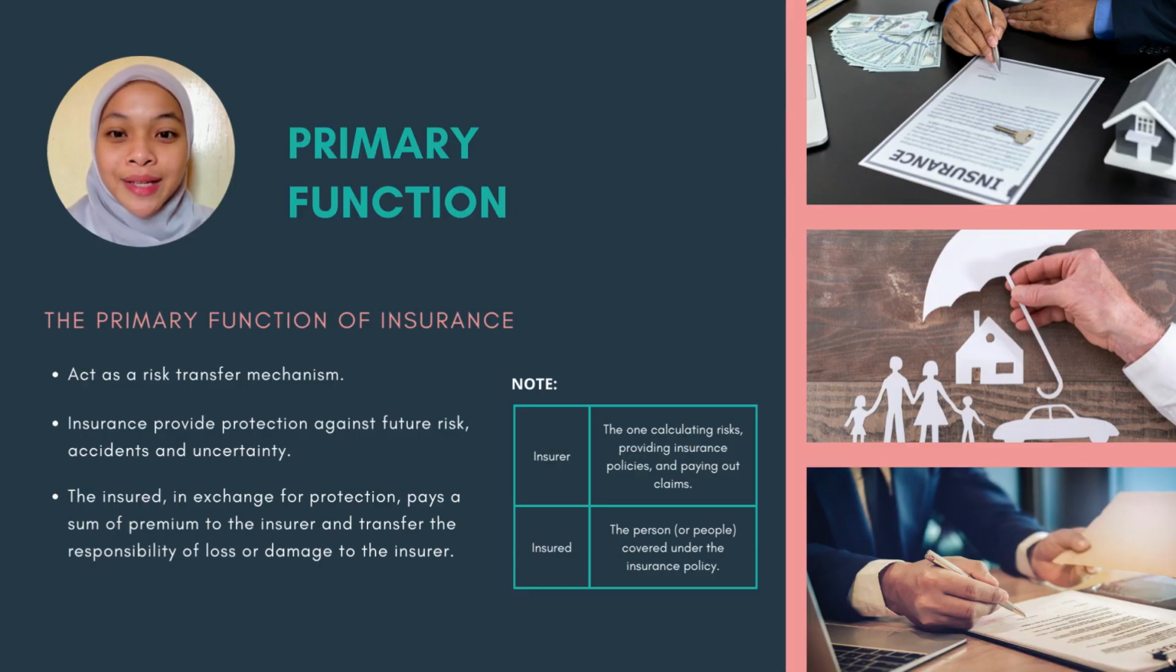Okay, now I'm going to explain the primary function of insurance. Insurance acts as a risk transfer mechanism. And as we all know, insurance provides protection against future risk, accidents, and uncertainty. Before that, we have to know what is insurer and what is insured. Insurer is the one who calculates the risk, provides insurance policies, and pays out the claims, while insured is the person who is covered under the insurance policy. So the primary function of insurance is where the insured, in exchange for protection, pays a sum of premium to the insurer and transfers the responsibility of loss or damage to the insurer.